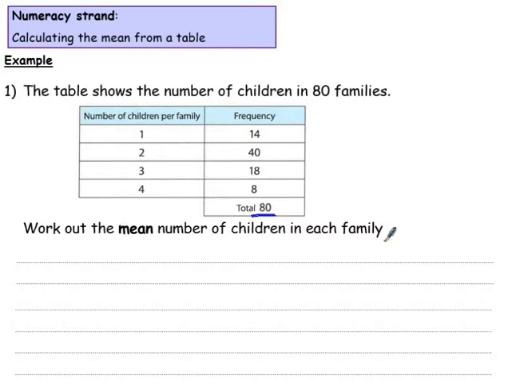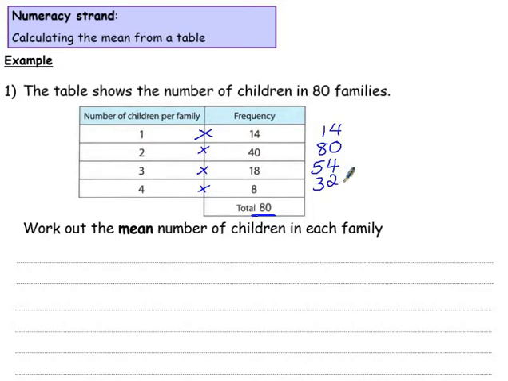Now to work out the mean from the table, we take the number of children per family and we multiply it by the frequency. So we do 1 times 14, which is equal to 14. 2 times 40 is 80. 3 times 18 gives us 54. And 4 times 8 is equal to 32.